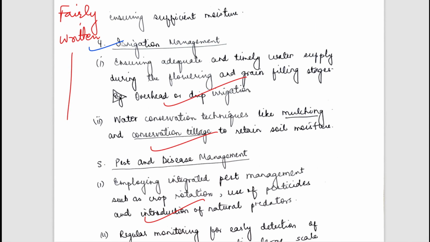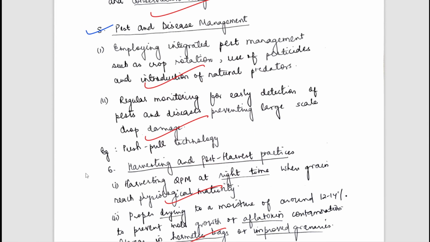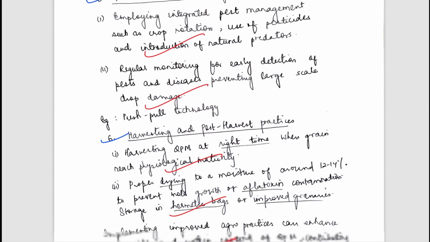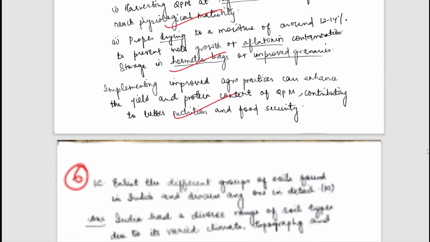Irrigation management should be maintained, along with water conservation techniques and mulching. Pest and disease management, we all know, is key for any production technique. We will have to do proper harvest and proper post harvest management practices. So we get an answer. You can simply pause the video and read the answer. Now let's move to the next question.